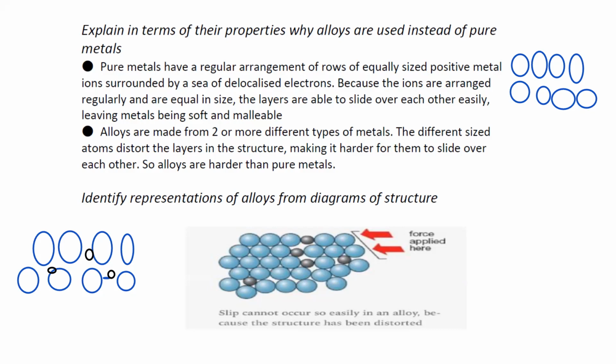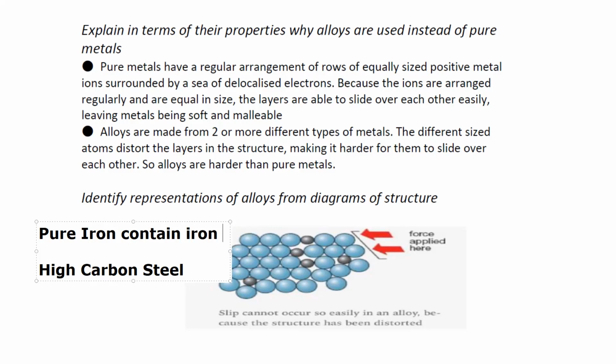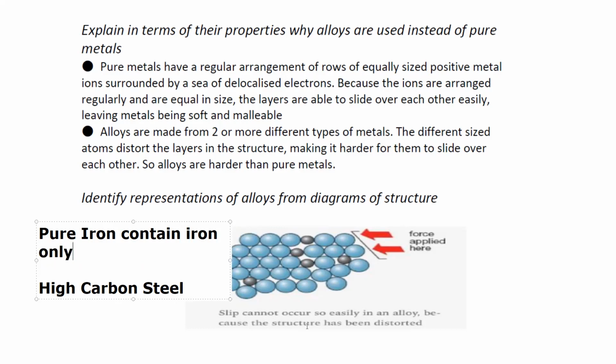So if I say we have two alloys, pure iron and high carbon steel. The pure iron contains iron only, whereas high carbon steel contains iron and carbon.